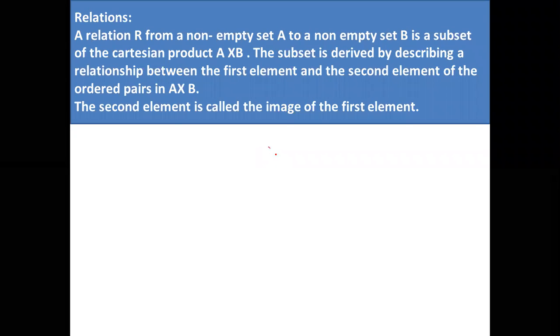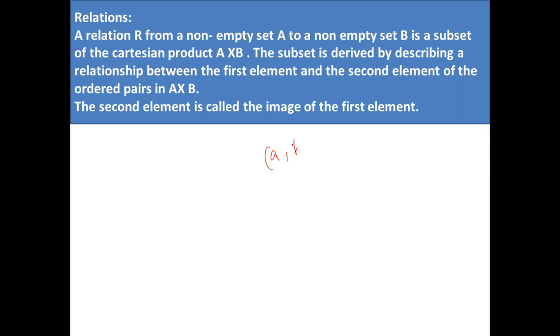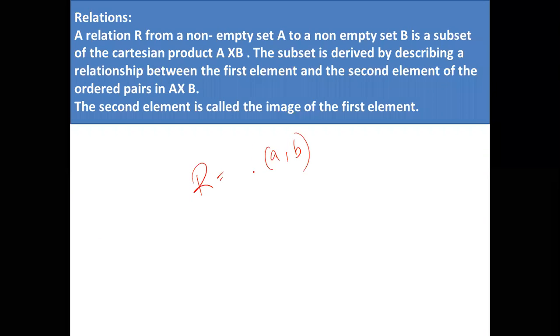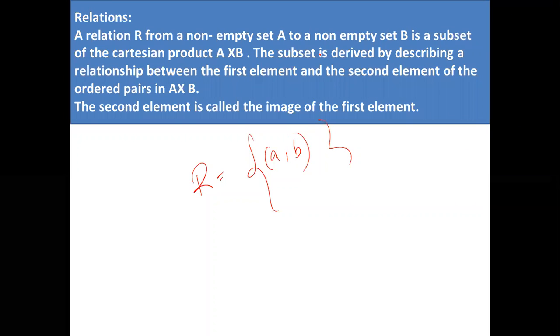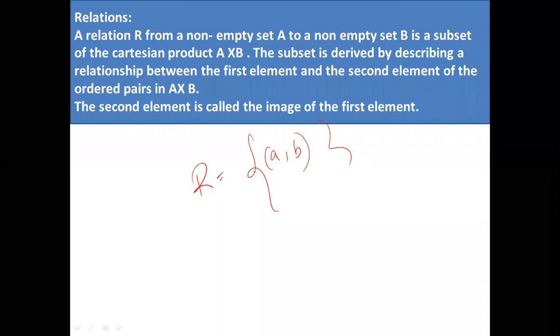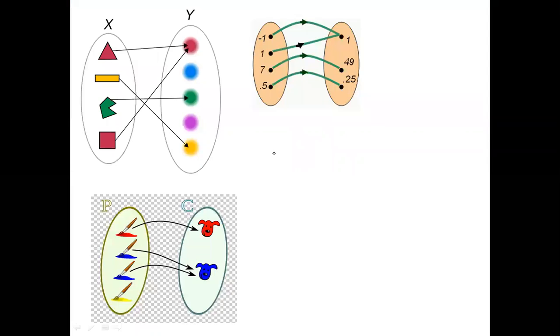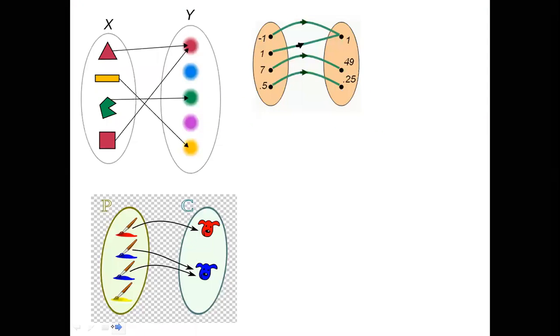You'll have two elements, A comma B. When you write the relation in this form, the second element is called the image of the first element. Here you can see B is the image of A. And then these were certain examples which I had given.